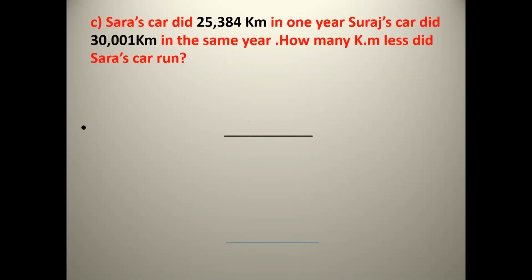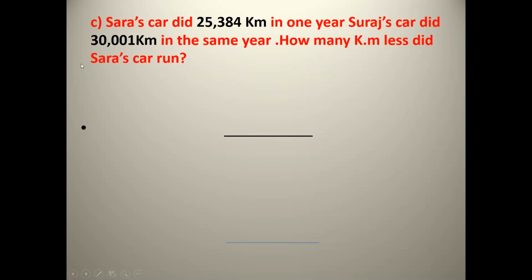Next, Sarah's car did 25,384 kilometers in 1 year. So Sarah's car did how many kilometers during the year? 25,384 kilometers. Suraj's car did 30,001 kilometers in the same year. How many kilometers less did Sarah's car run?